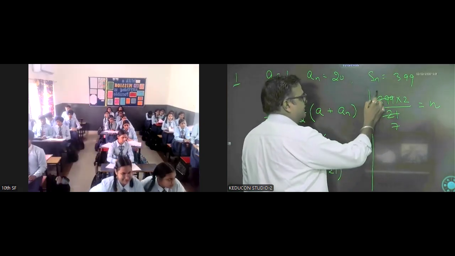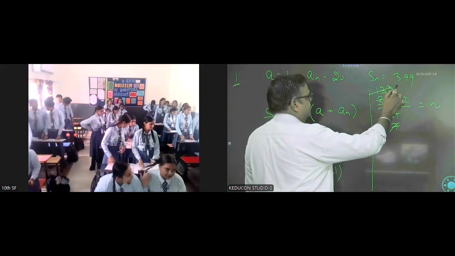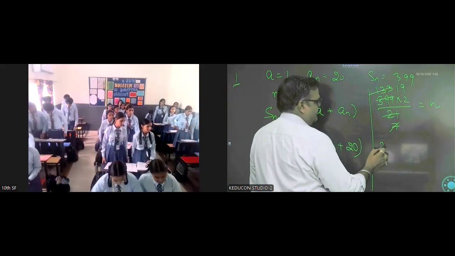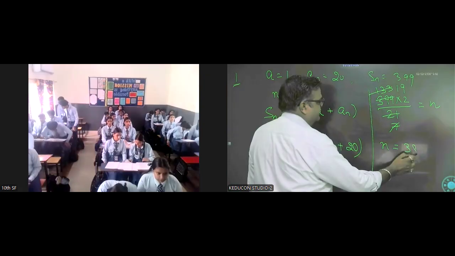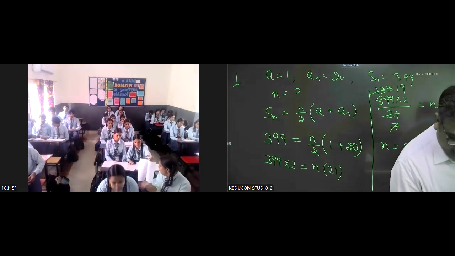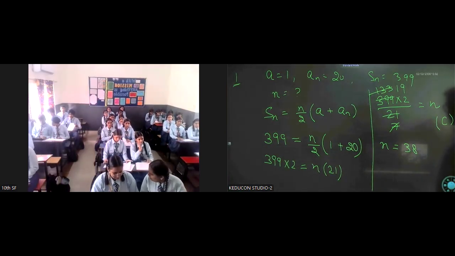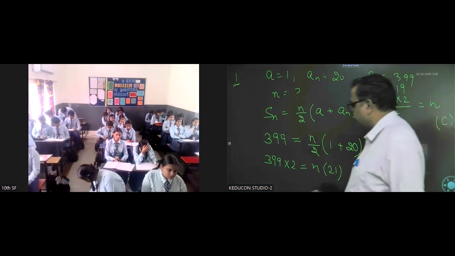3 7s are 21, 133. 7 1s are 7, 7 9s are 63. So n is 38. Right, students? n is 38. Therefore, choice C will be the right answer. Any student not understood this question?